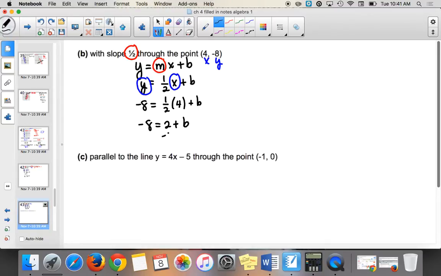So we subtract the 2. Subtract the 2. Do you guys see it's -10? -10 is equal to b. So once you have your m and your b, you're good. We can write our final equation. So our final equation is y equals m, which was 1/2, x plus b, so minus 10. So we just plug everything in. Does that make sense?